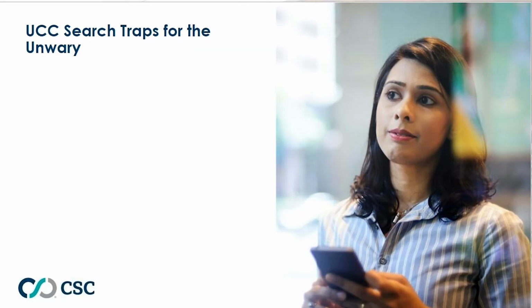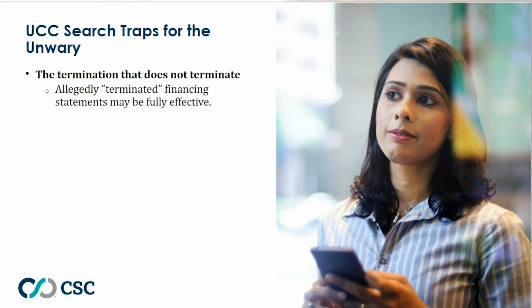Okay, so we've called the next slide UCC search traps. These are things that we want you to be aware of when you are reviewing your results. Number one, and you're going to find this a lot, this happens quite frequently: a terminated UCC is not inactive. In fact, it may be fully effective. So know that when one terminates a UCC, it remains active on the public record until the UCC lapses, until you reach that 5-year point where it lapses.